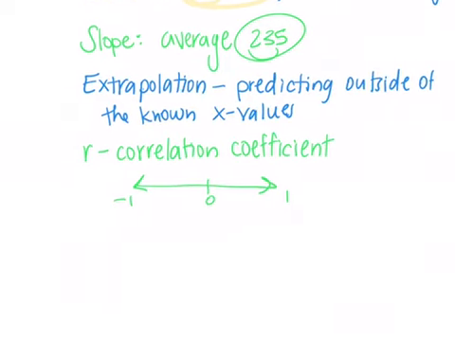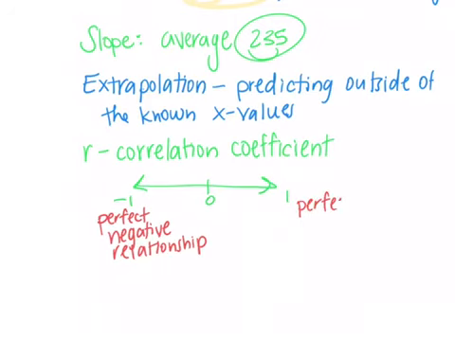So when you are at -1, this is a perfect negative relationship, meaning that every single data point is on the line and the slope is negative. If you're at +1, that's a perfect positive relationship. And again, that really means the same thing. It means that every single data point falls on the line and that the slope is positive.